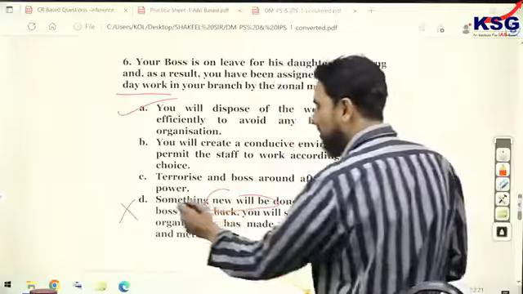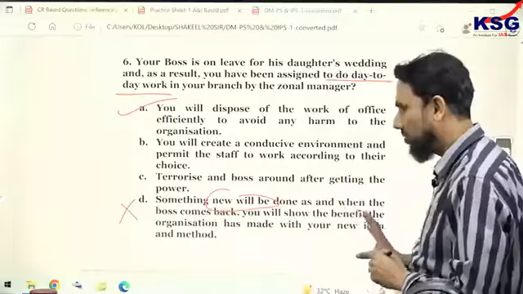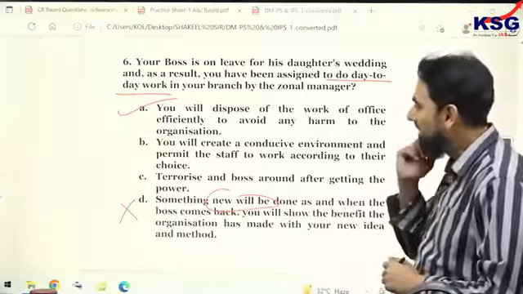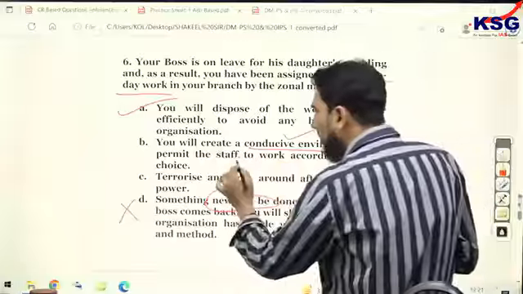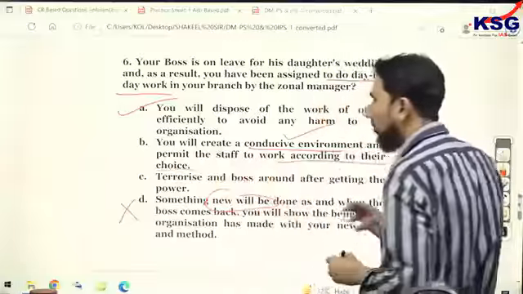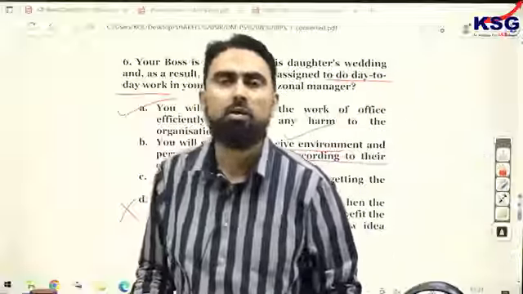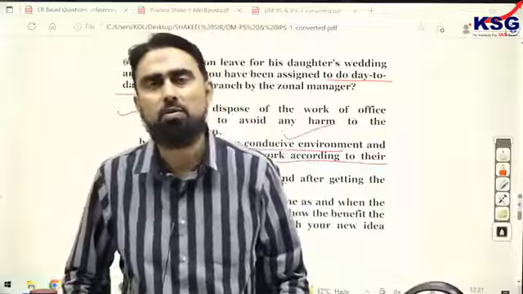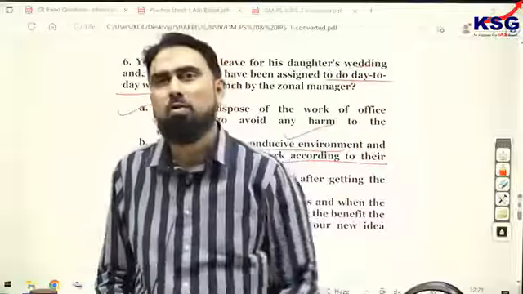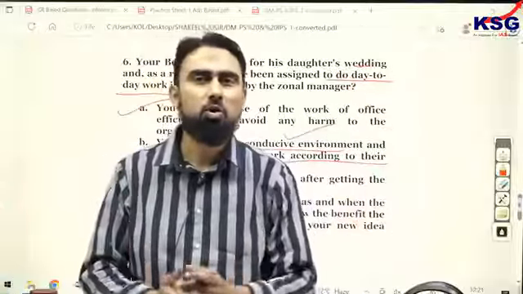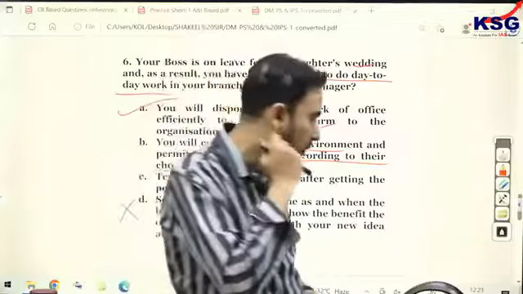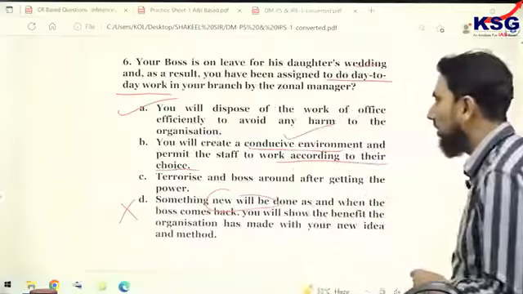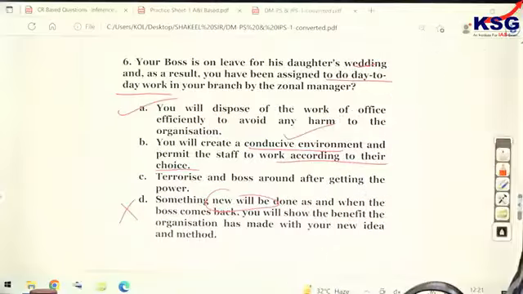Yes, many students have chosen option A, very smart. No one should have been hypnotized by option D. Something new will be done, right? And option B, you will create a conducive environment. That's a positive thing, fine. But it says and permit the staff to work according to their choice. Now, who are you to change the business lines and the job responsibilities of the individual, because you have been assigned only day-to-day work. If you say that people can work according to their own choice, it is bound to create some conflicts, so it is not good. Working according to choice can only happen when there is a very small team and people are highly experienced, so they know very well. Otherwise you can't do this.